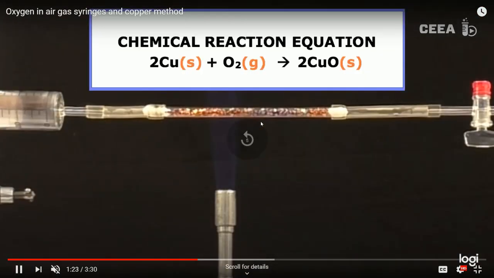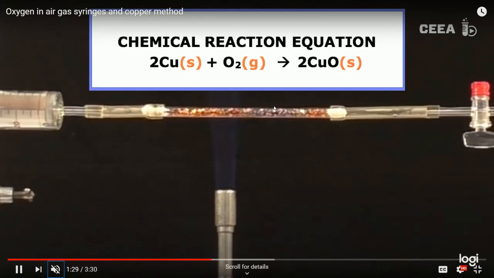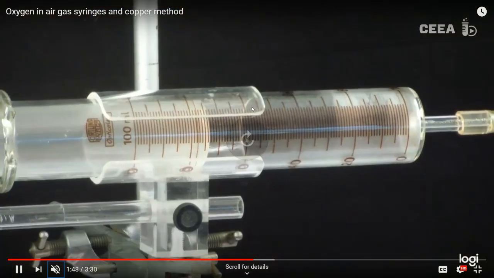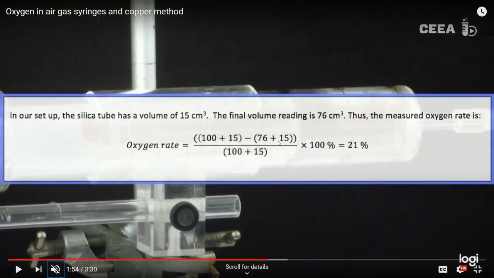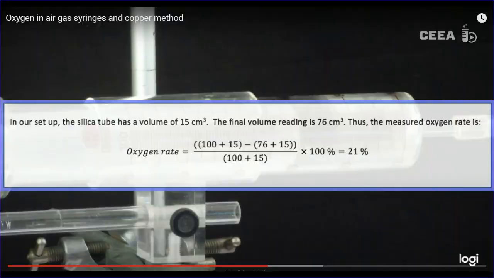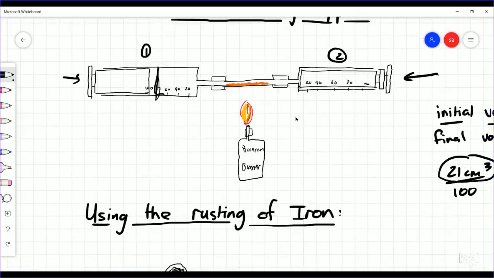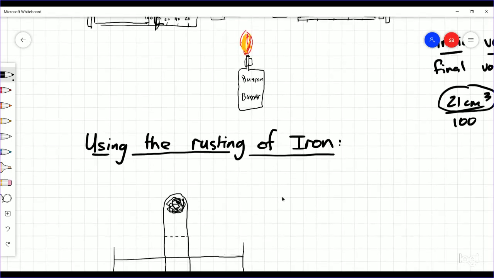Let's skip ahead. It's important to have a look at this reaction quickly. It's a balanced equation: copper and oxygen are the reactants, and copper oxide is being formed. You can see that black copper oxide starting to form. You go on and on, and eventually you work out that the final volume left in these tubes is 79%, which means 21% was oxygen. So that's fantastic.